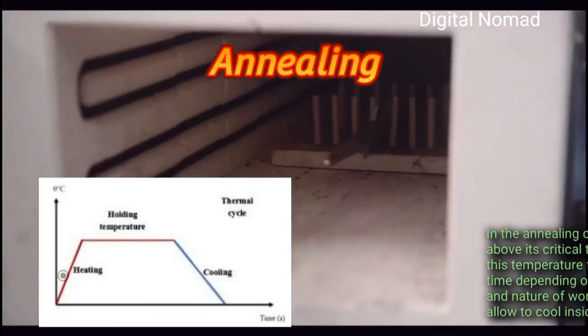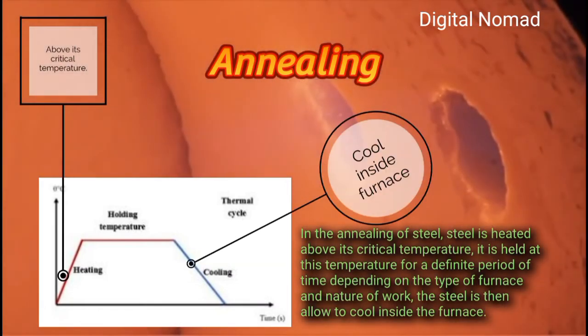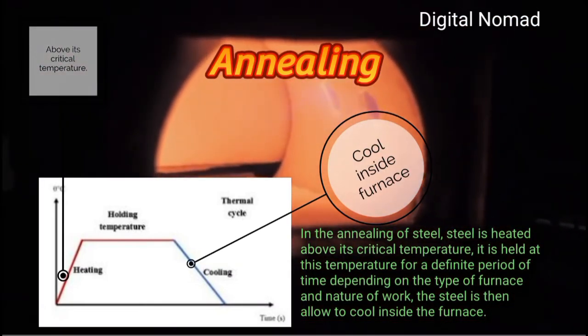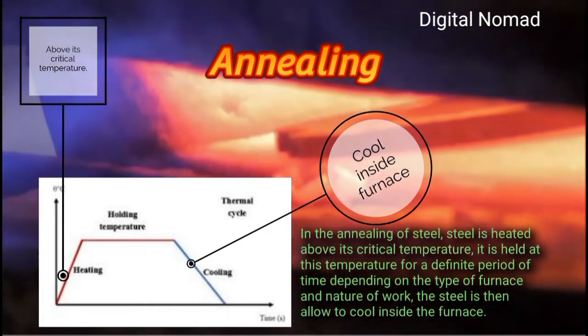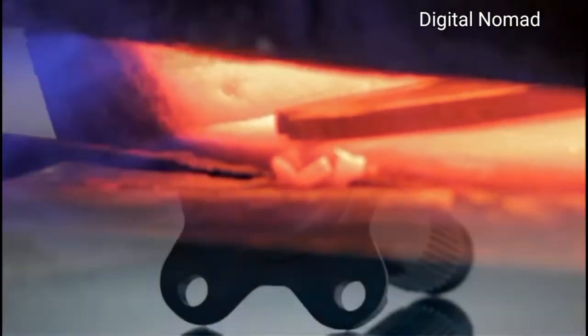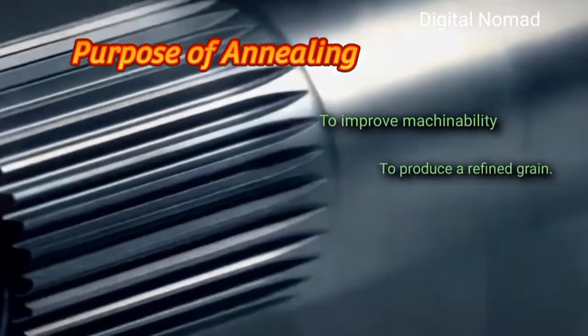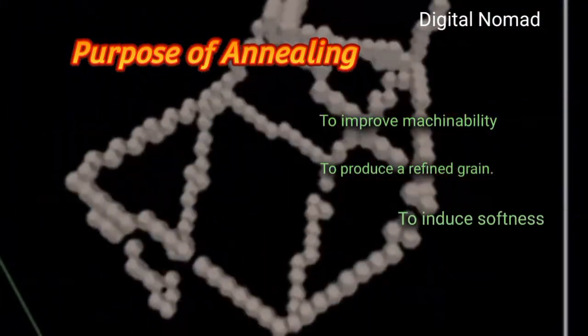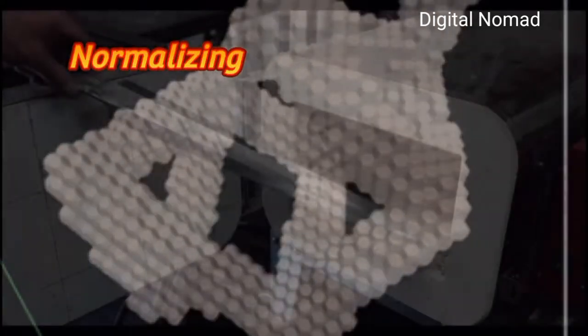In the annealing of steel, the steel is heated above its critical temperature. It is held at this temperature for a definite period of time, depending on the type of furnace and nature of work. The steel is then allowed to cool inside the furnace. Purpose of annealing: to improve machinability, to produce a refined grain, to induce softness, to improve electrical and magnetic properties.